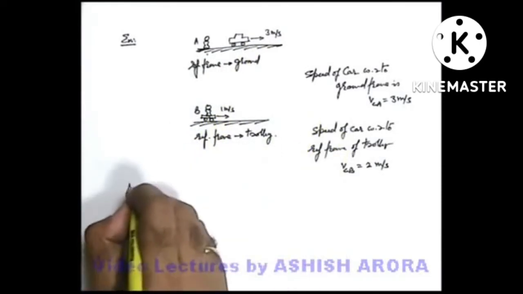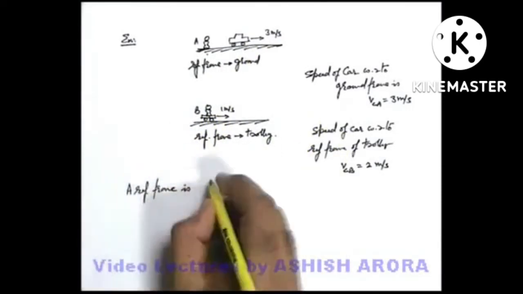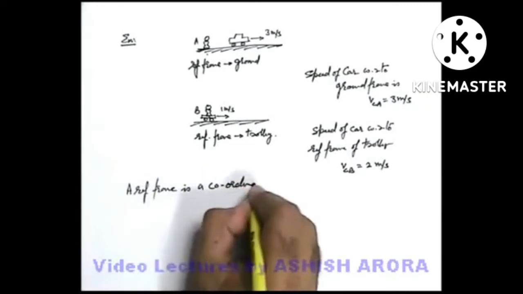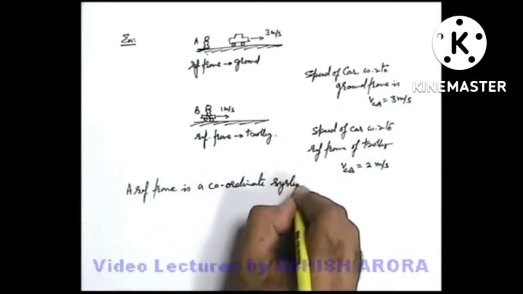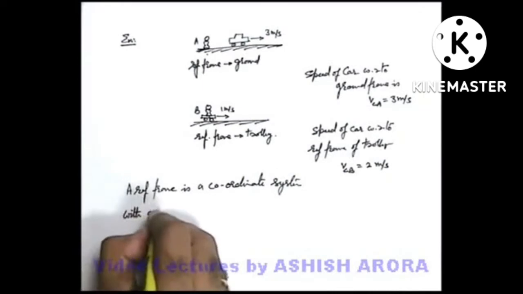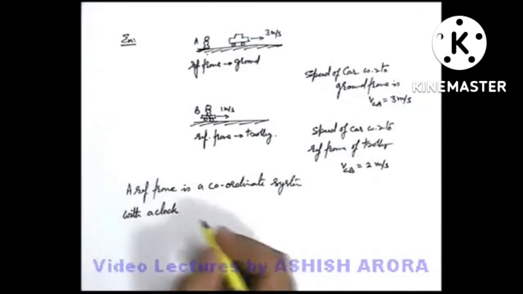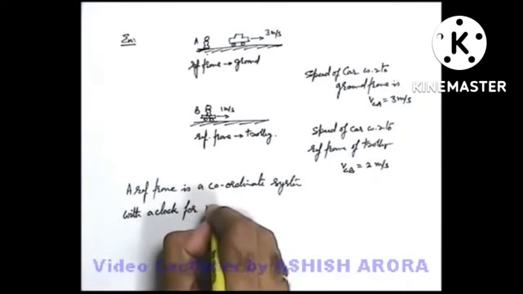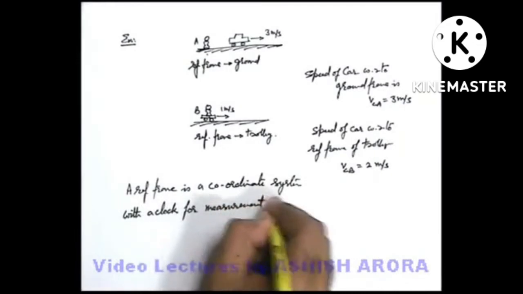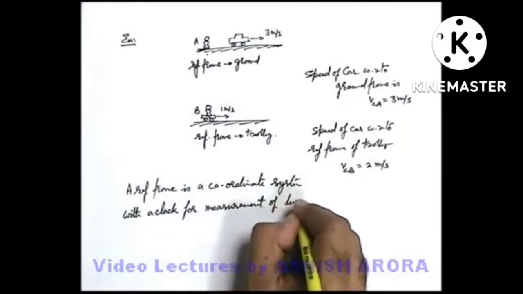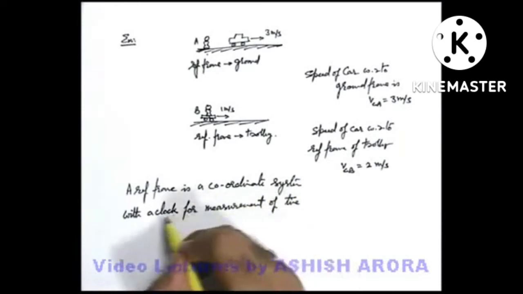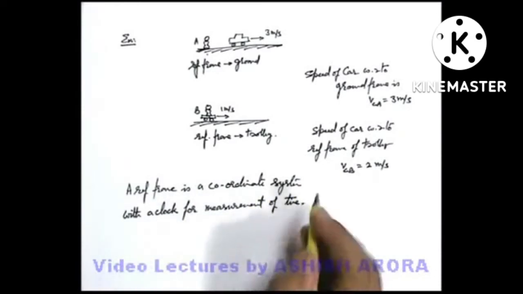So we can simply state a reference frame is a coordinate system with a clock, as all motion parameters are related to time, for measurement of time. A coordinate system with a clock for measurement of time.